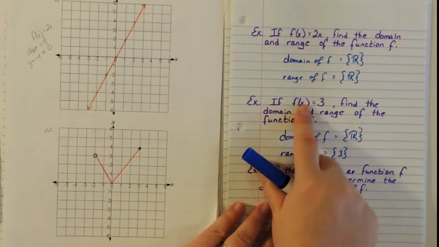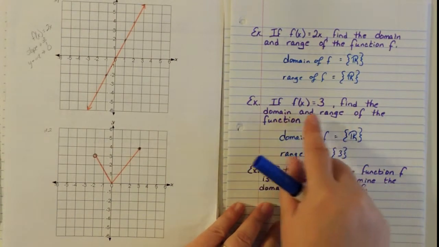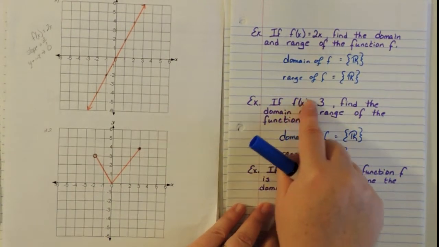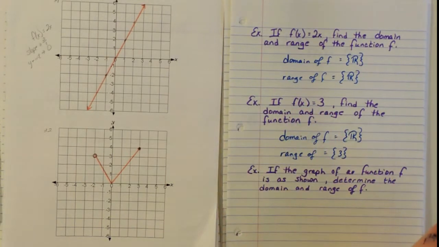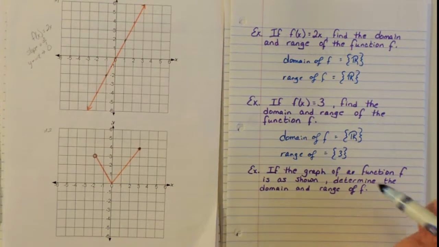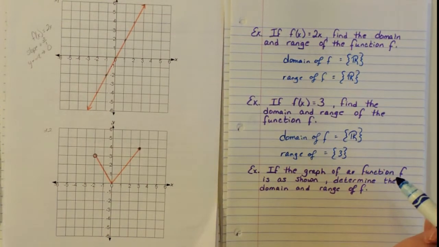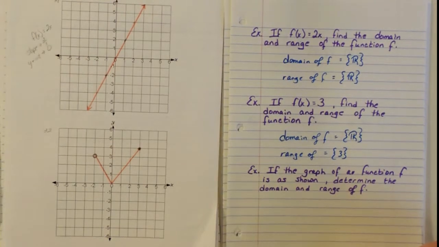And of course, if we graphed this, remember when we graphed this line, the f of x acts like the y. So this would be y equals 3, and we're going to get a horizontal line where y equals 3, and for any x, y equals 3. Right? So it's going to be a horizontal line.